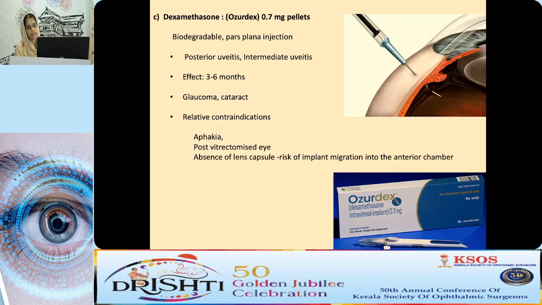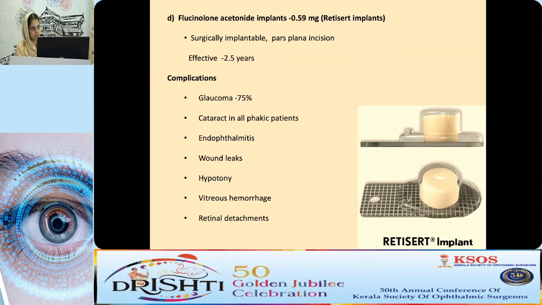Dexamethasone pellets containing 700 microgram dexamethasone are available. They are biodegradable and used in posterior uveitis and intermediate uveitis. Can be retained in position for 3 to 6 months. But the complications like glaucoma and cataract are there. And the relative contraindications are aphakia, post-vitrectomized eye, absence of lens capsule. There is a risk of anterior chamber migration of the pellet.